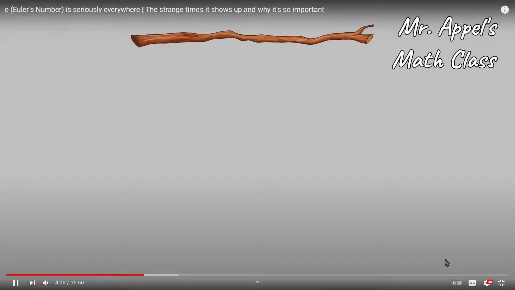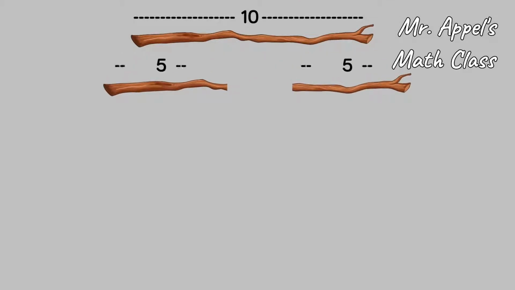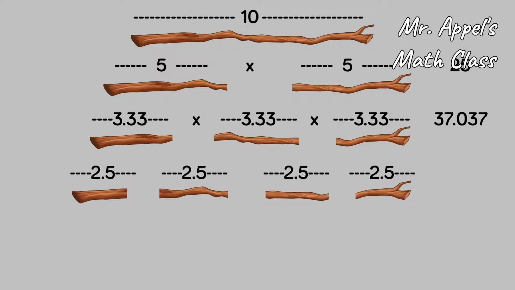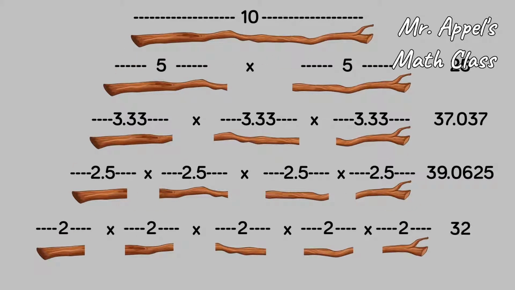Now here's a random one. If you take a stick of length 10 and chop it up into 2 pieces, you get lengths of 5 and 5, whose product is 25. If you instead divide it into 3 pieces, you get lengths of 3.33 for each, whose product is 37.037. If you cut the stick up into 4 pieces, each length is 2.5, and the product will be 39.0625. And lastly, if you make 5 divisions, every piece is length 2, and the product is 32.